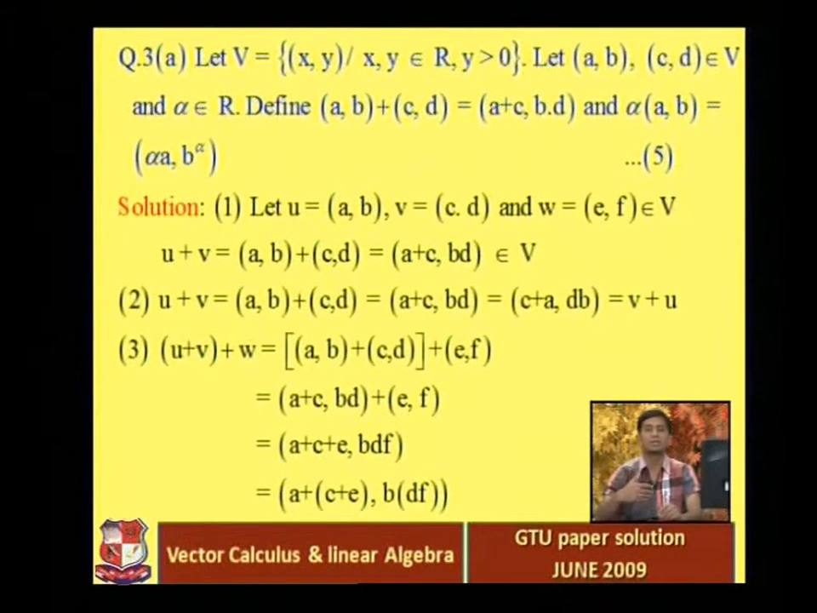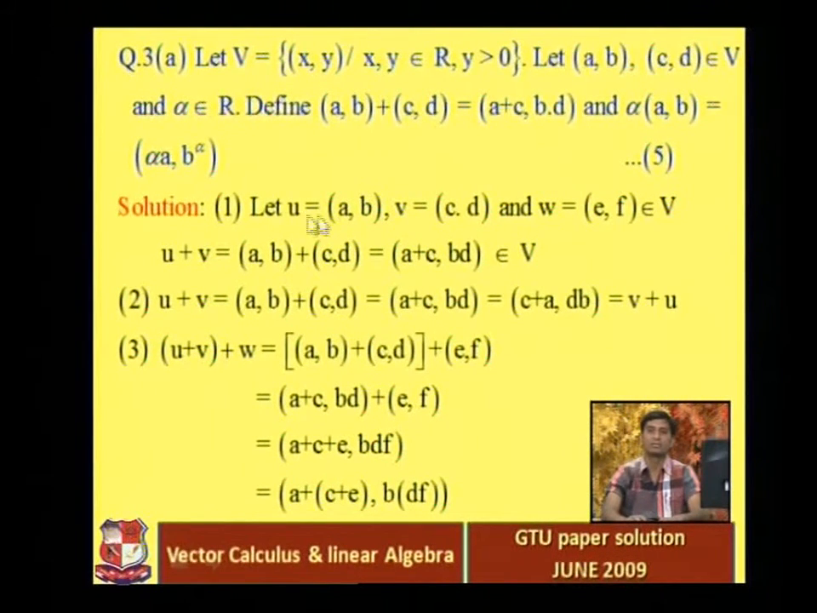So if all these 10 conditions are satisfied, then we can say that the given set is a vector space under the addition and scalar multiplication defined on the set. So exactly we have to prove here all the 10 conditions one by one. If all the 10 conditions are satisfied, then we can say that the given set is a vector space under the addition and scalar multiplication which is defined in the statement. So let's check all the 10 conditions one by one.